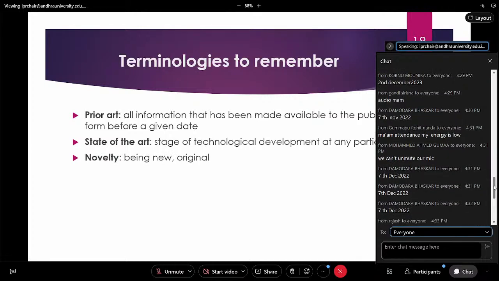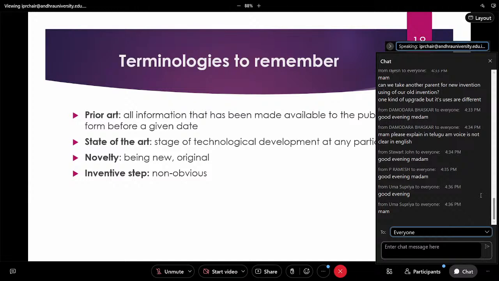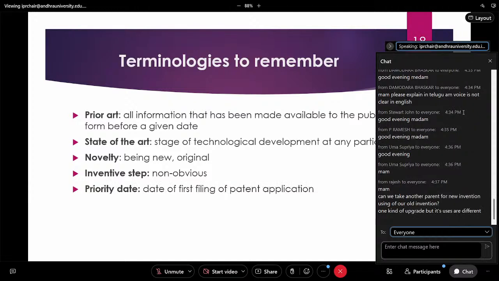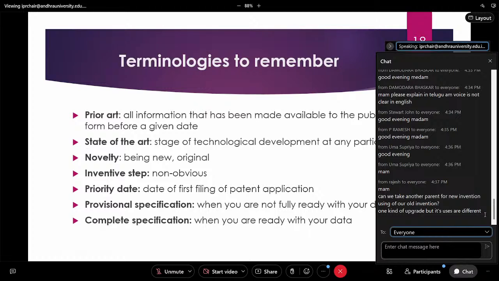Novelty, new or original. Inventive step is non-obvious. Priority date is the date of first filing of a patent application. Provisional specification is for when you are not fully ready with your data. Complete specification is for when you are ready with your data. So these are the terminologies that you have to remember in the case of the Patent Act.